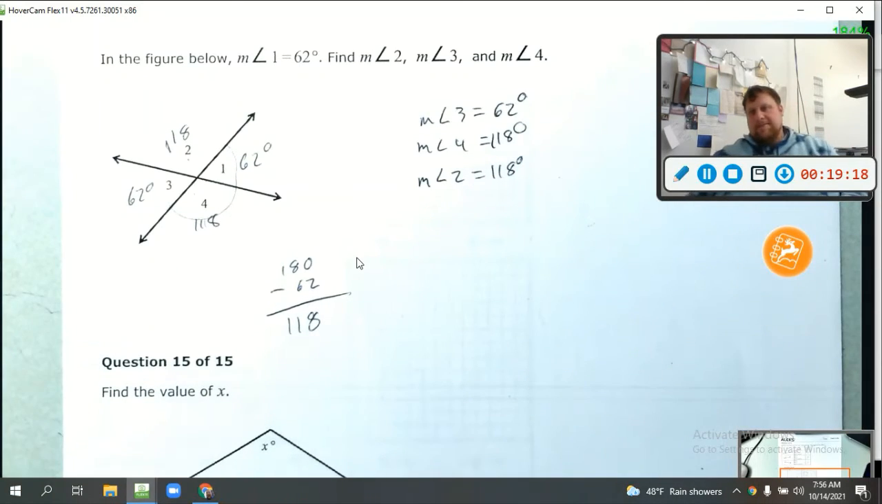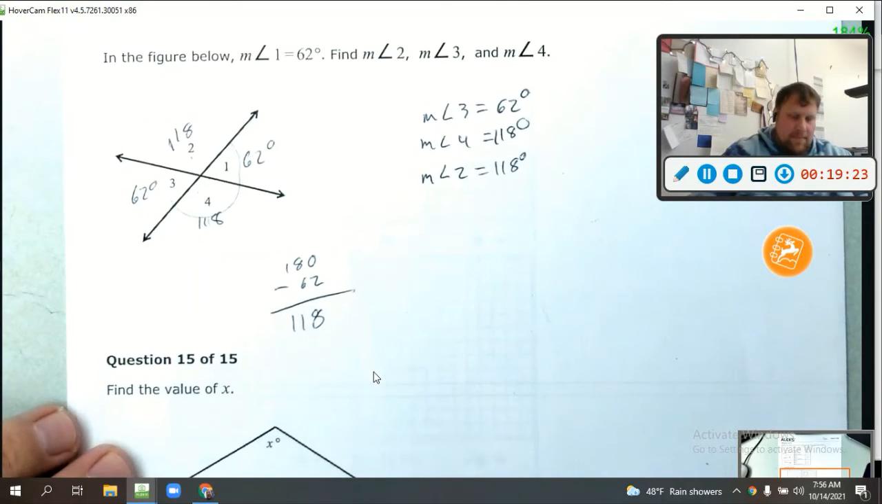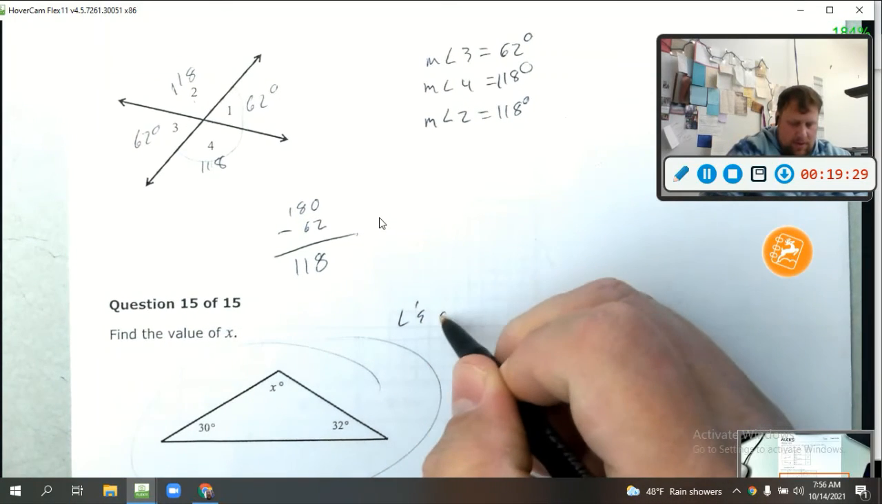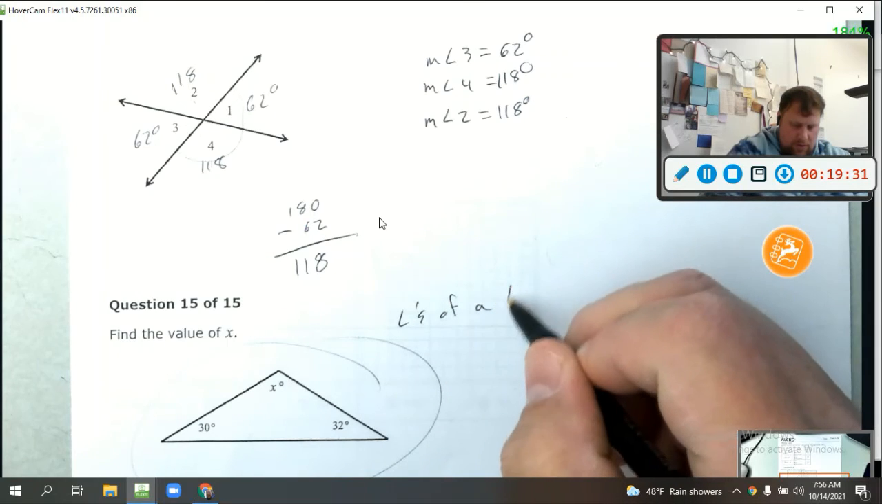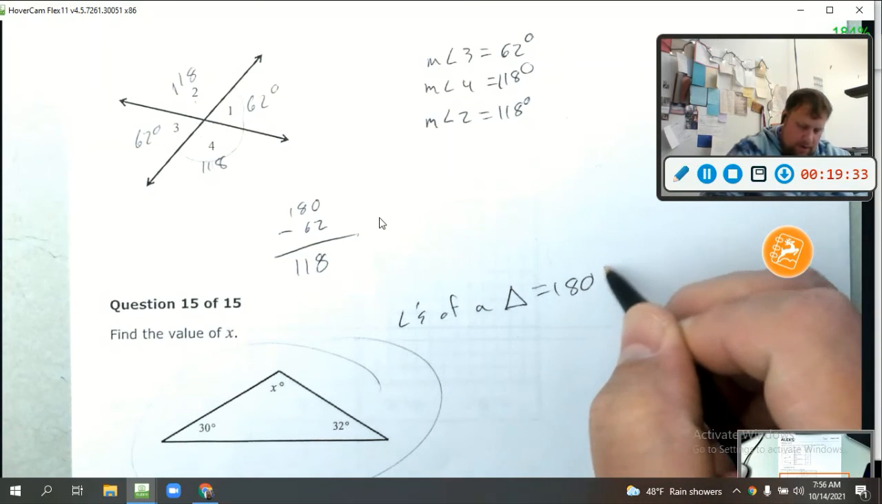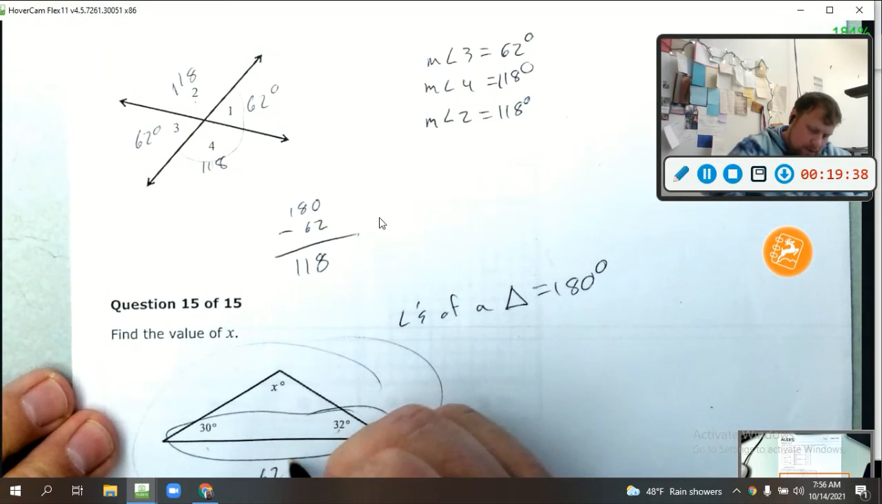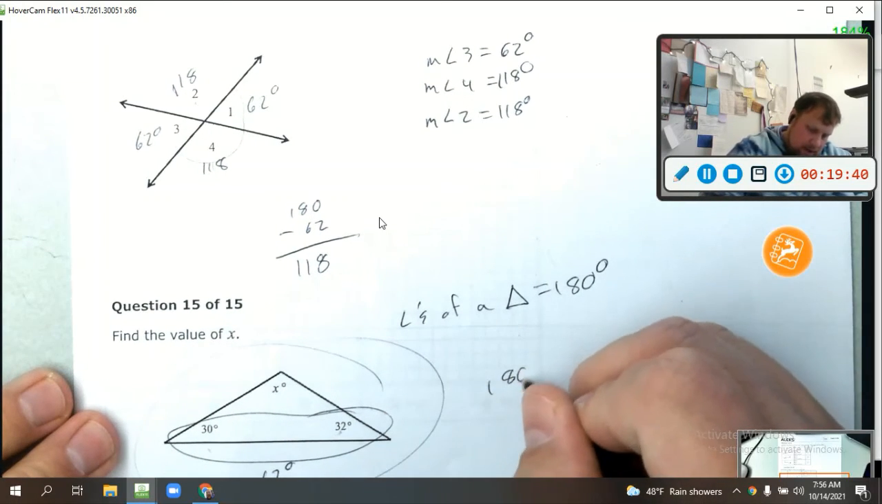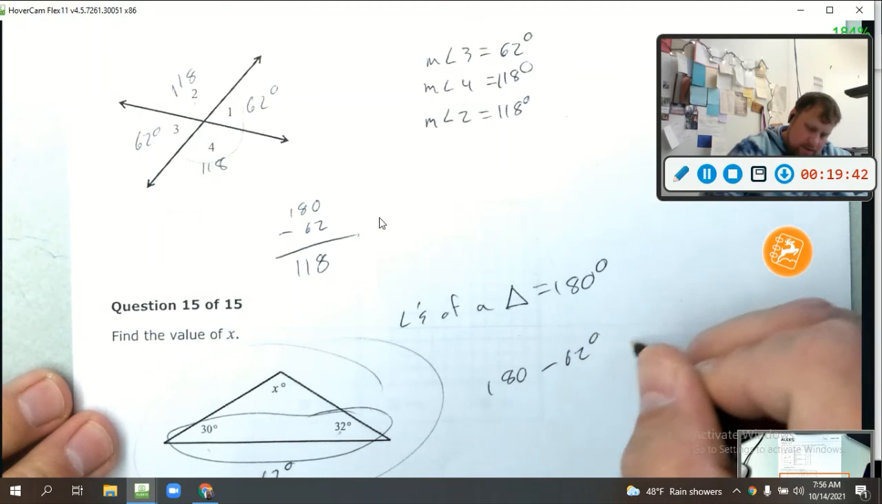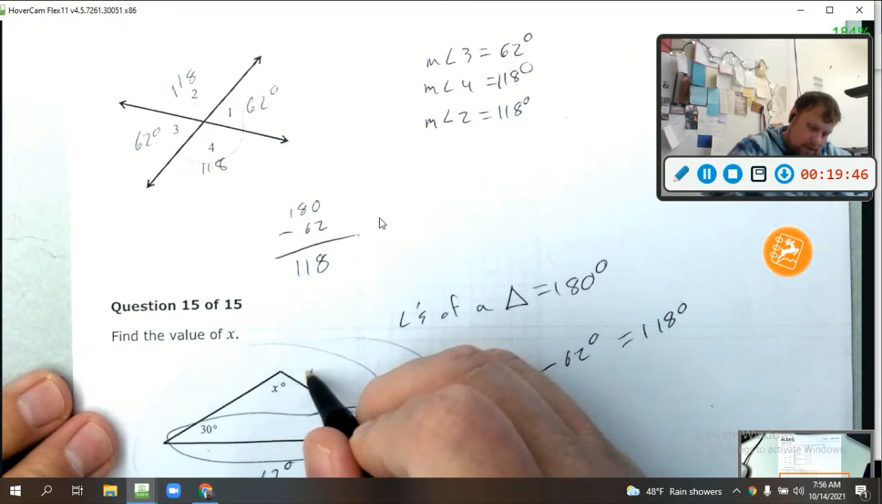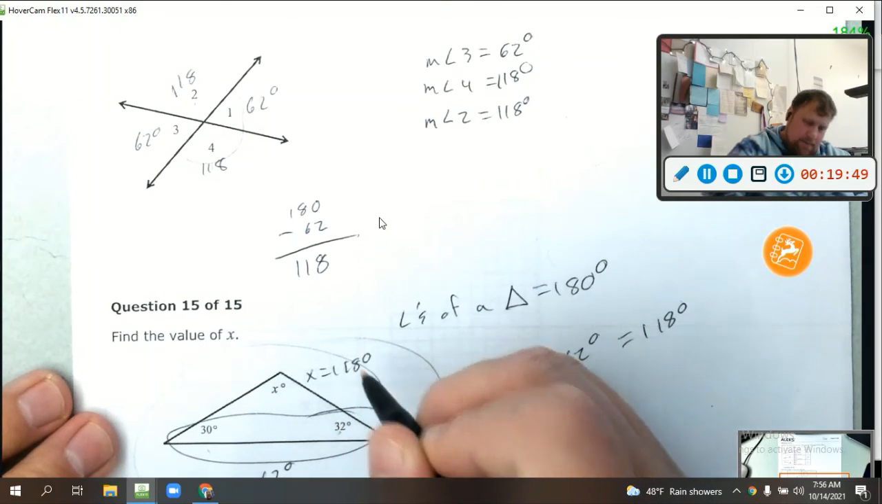That's all you do, guys. Just using properties of angles, making sure we know what they mean. And then last but certainly not least, find the value of x. What do the angles of a triangle add up to? Angles of a triangle equal 180 degrees. So let's add these up. These make 62 degrees. So 180 minus 62 degrees equals 118 degrees. X equals 118 degrees. Boom!